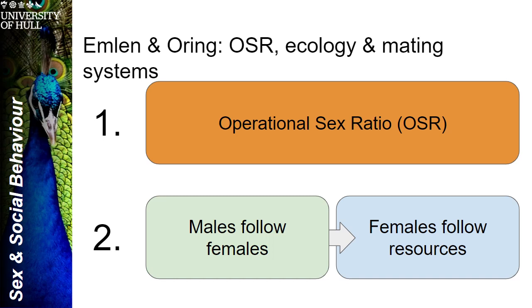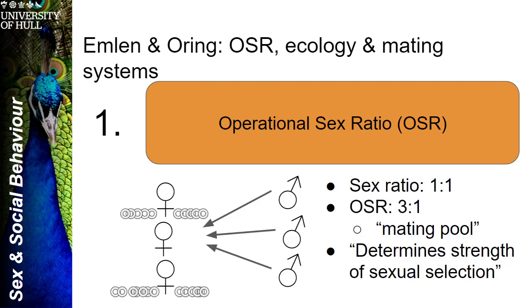And then they have the principle that males follow females and females follow resources. And this links us through to the ecology of the species in question. And it's got really high explanatory power, and we'll see that in a second. So we're going to start with the operational sex ratio.